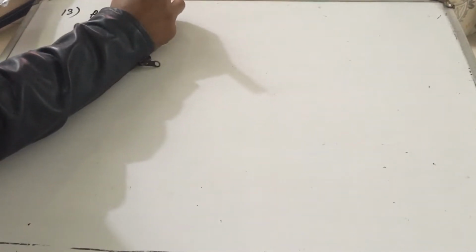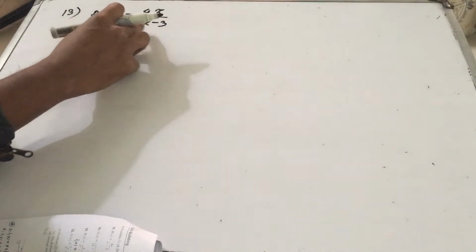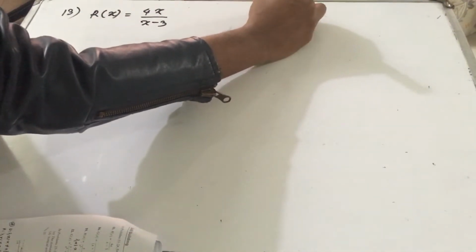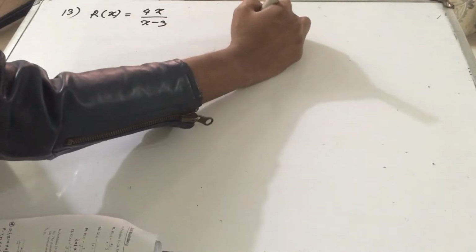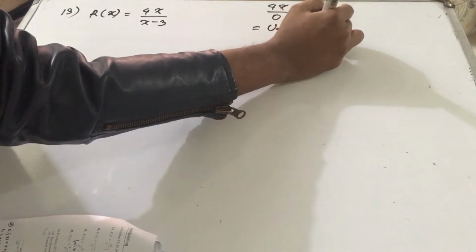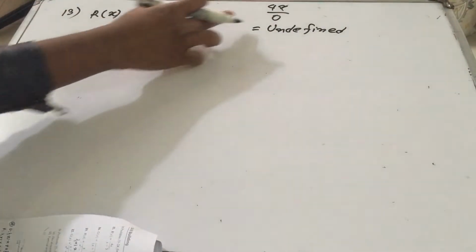So this function is written as R(x) equals 4x divided by x minus 3. To find out the domain, we know that this denominator cannot be equal to 0. What's wrong if it is 0? Suppose we write 4x divided by 0, then basically this function is undefined. That's why this value cannot be 0. If it is 0, then it is undefined.